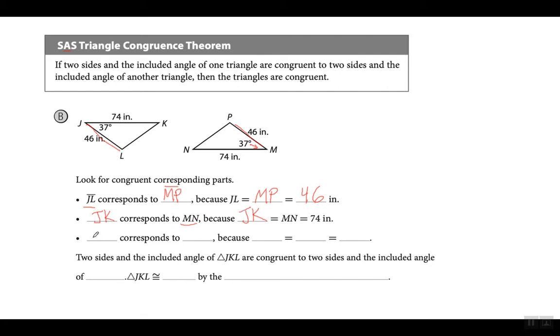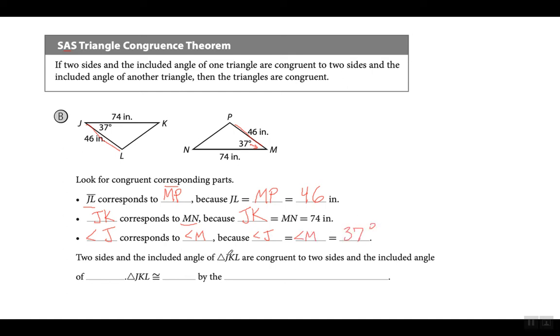Okay, now the only thing left is the angle. Angle J, I'm going to assume this is what they mean. Angle J corresponds to angle M because angle J equals angle M, which equals 37 degrees.